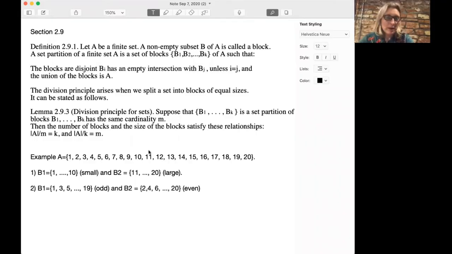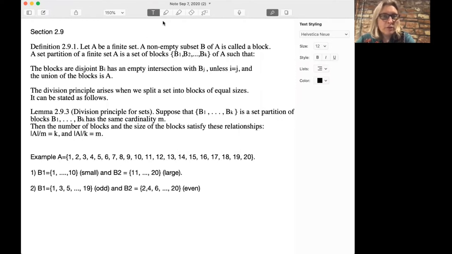In this video, we're going to be talking about set partitions and congruence mod M. The idea is that we want to have a division principle for sets also. And in order to do that, we need to talk about chopping a set up into blocks, and each of the blocks has the same size.